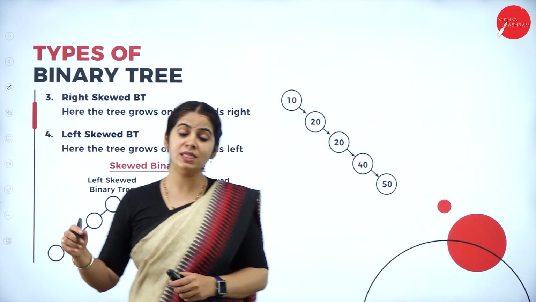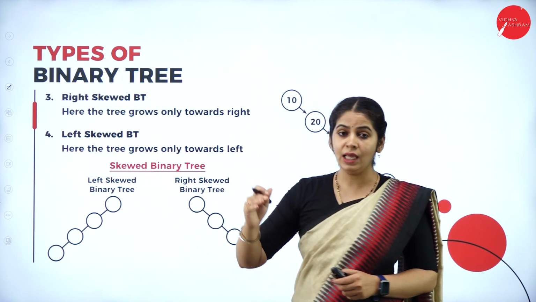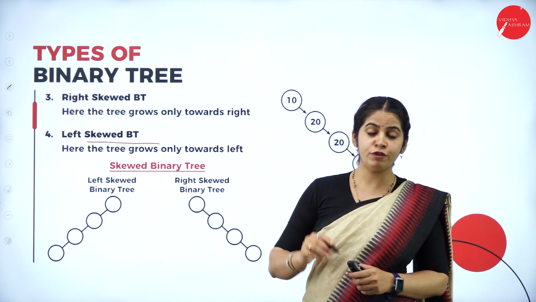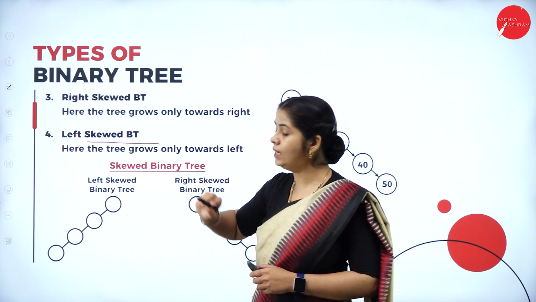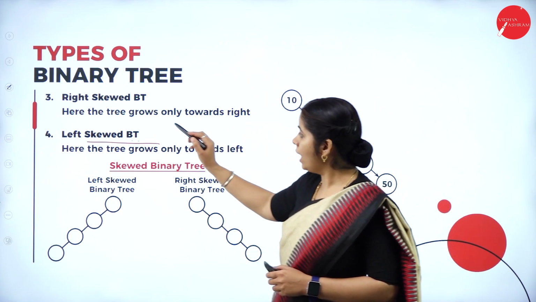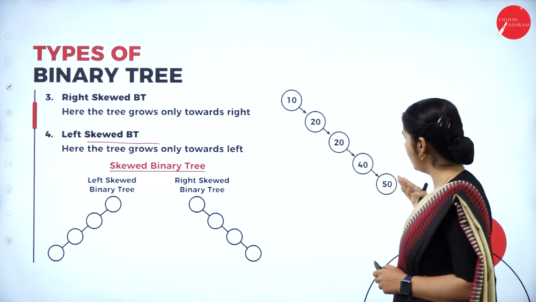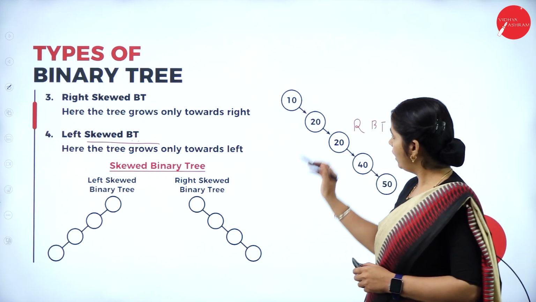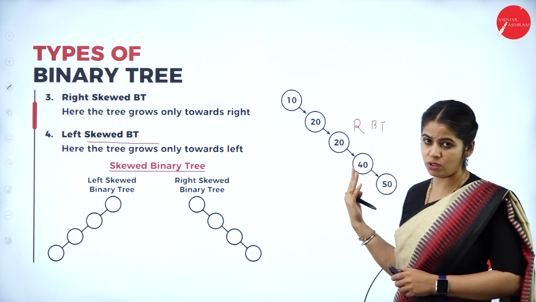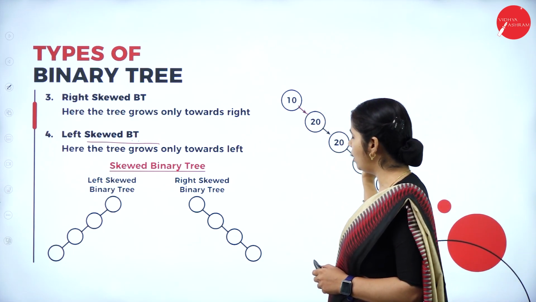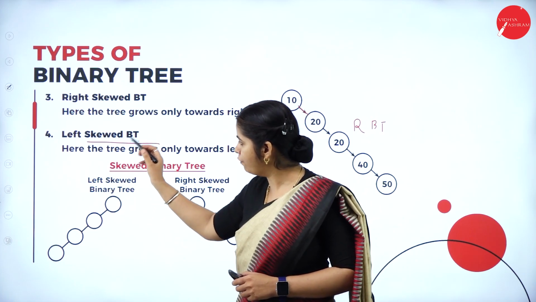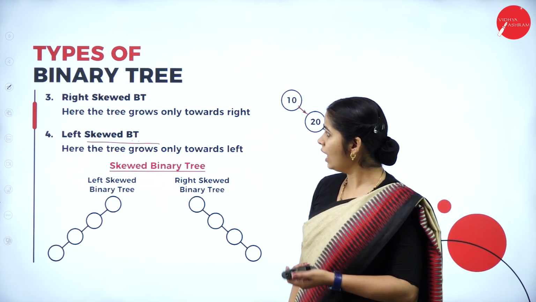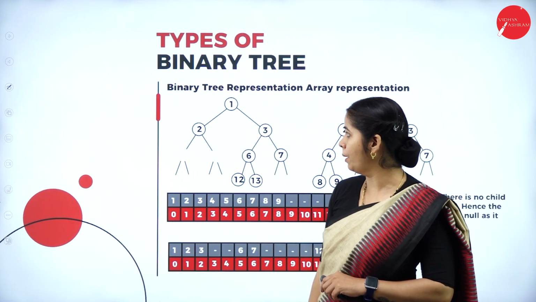So next we have the left skew and the right skew. The tree that grows in the left direction is called a left skew binary tree. BT stands for binary tree. The tree that grows towards the right direction is called a right skew binary tree. This is an example where we have only 1 child towards the right, and in the left skew we have only 1 child towards the left. This is the right skew and left skew binary tree representation.